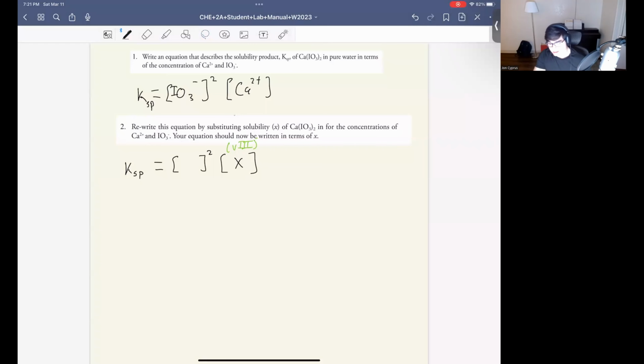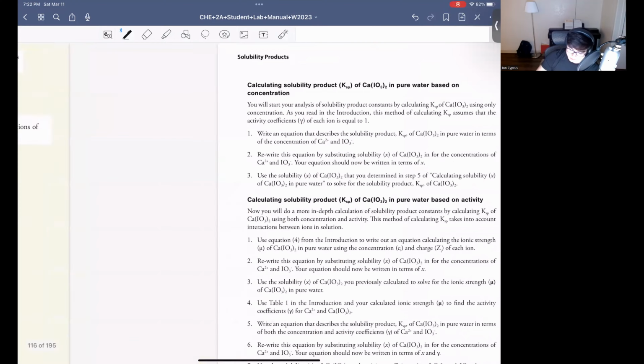already somewhere. Now, what about this iodate, right? We said that the iodate was twice as concentrated as the calcium. So this is going to be a 2x here. It's twice as concentrated, so make sure you put the 2 there. It's not just x squared, it's going to be 2x quantity squared. If you go ahead and finish this out, you're going to get 4x cubed. Make sure you square the 2. Everything gets squared in there. All right, now on to the next one.